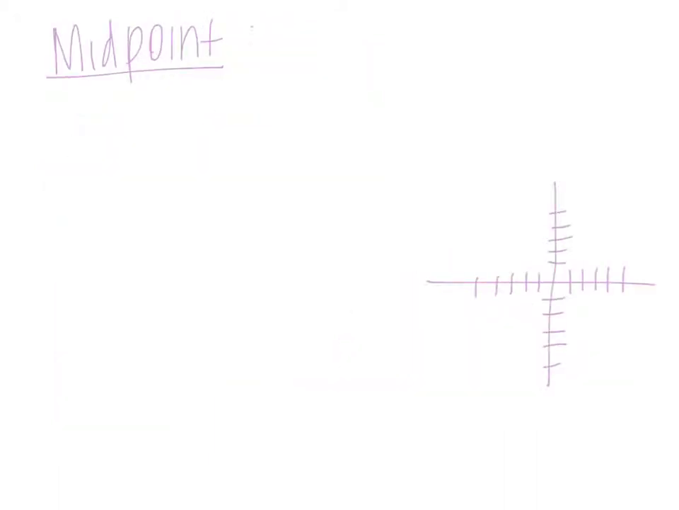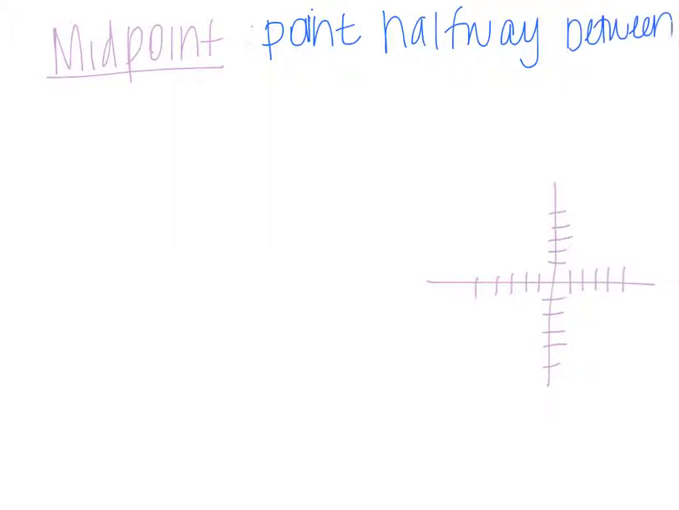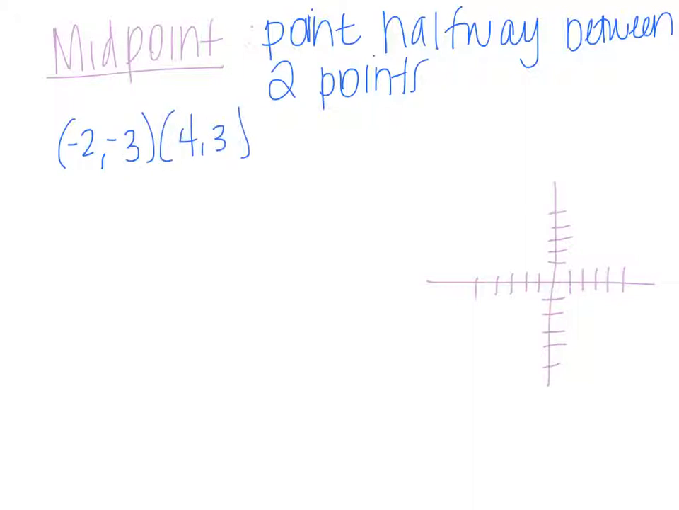The last concept that we're going to do is midpoint. And this is just going to be a point halfway between 2 points. So if I give you the 2 points of -2, -3, and 4, 3, if I were to graph those, here's -2, -3, here's 4, 3. What I want to do is find the point somewhere in the middle here that's equally distant between the two.